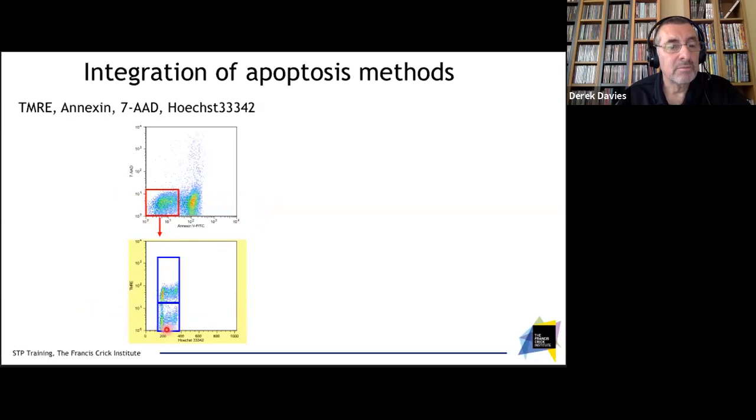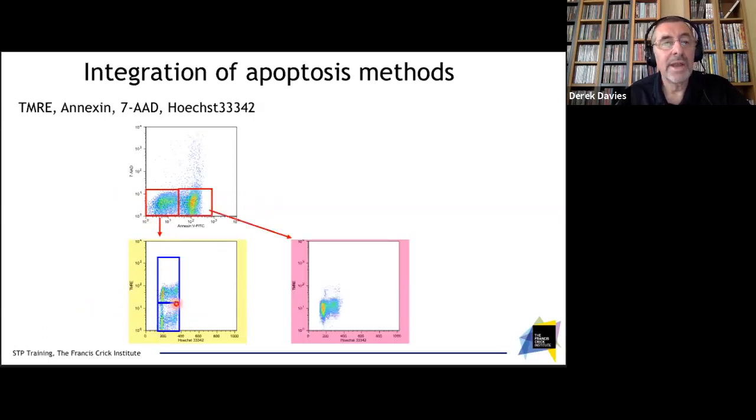actually there's more cells losing mitochondrial membrane potential from G1 than the other phases of the cycle. And if I look at these cells that were annexin positive, actually all of those have reduced TMRE staining. So that's saying to me that by the time cells are annexin positive, they've already lost their mitochondrial membrane potential.